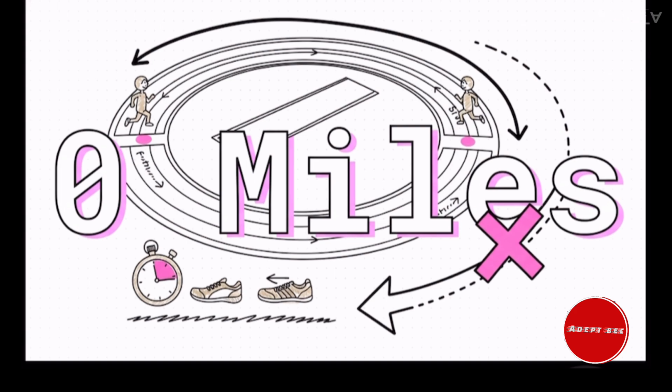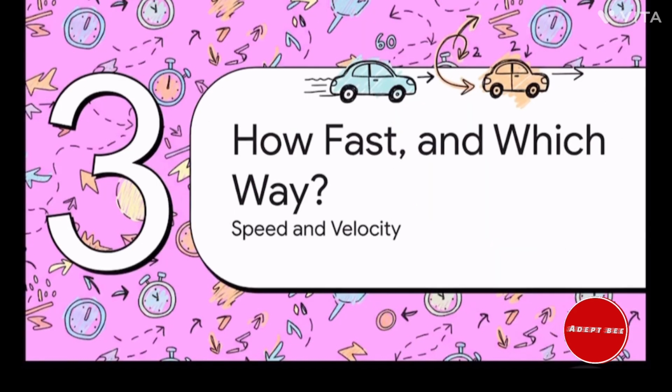And there you have it. That's the answer to our riddle. You can run a 26.2-mile marathon, cover a huge distance, but if you end up right back where you started, your displacement is 0. You starting to see the pattern here? Scalar versus vector? Well, we're about to see it again with our next couple of terms, speed and velocity.